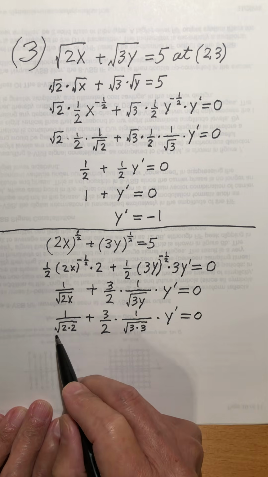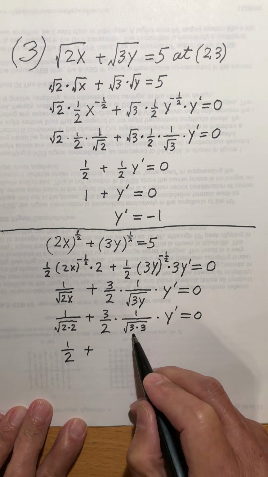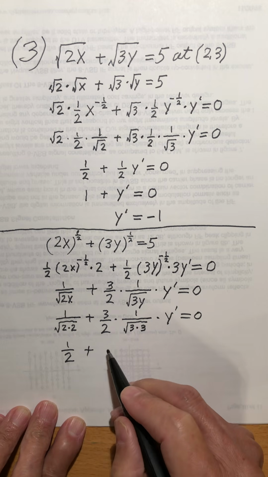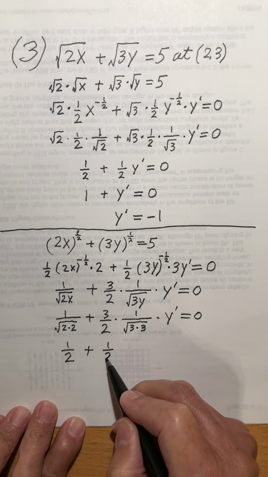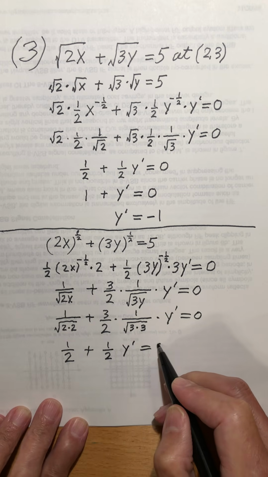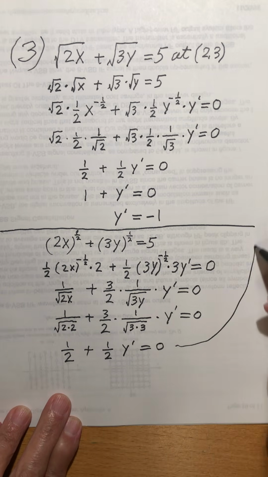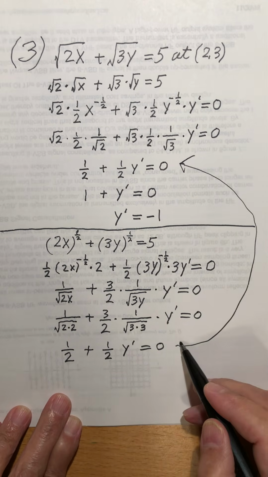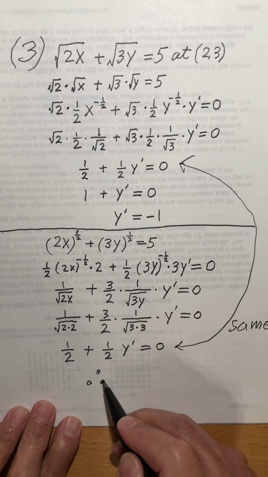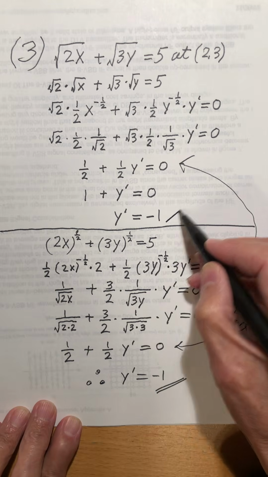This is 4. Square root 4 is 2, so I have 1 over 2. Here, 3 times 3 is 9. Square root 9 is 3. So this 3 cancels this 3. So I have 1 over 2 here, and y prime. Now I have this step, the same as that step, you see? They're the same, right? Therefore, y prime is equal to negative 1. Negative 1 here, negative 1 here.